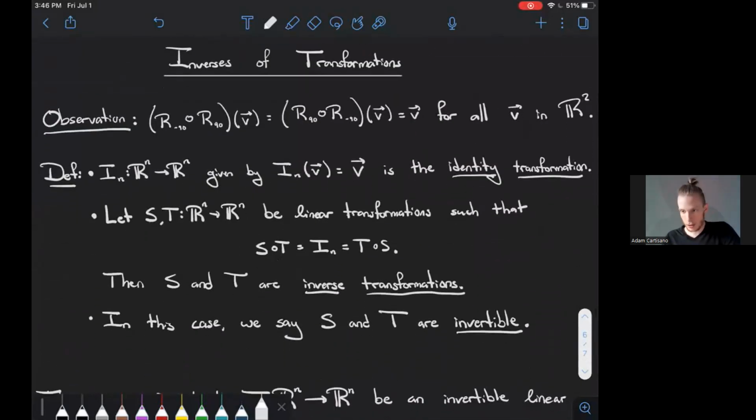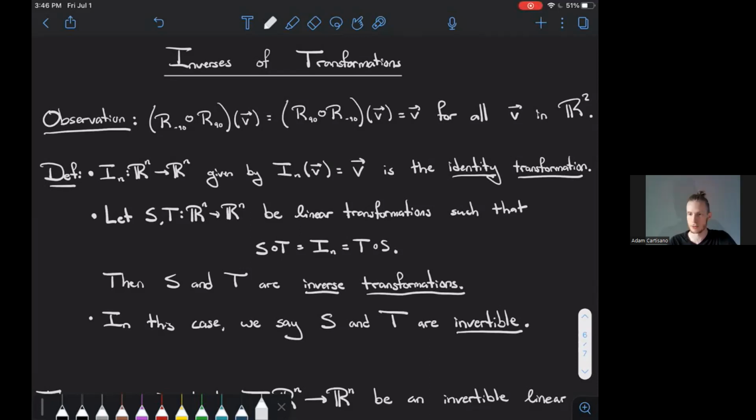So the last thing that we need to talk about: just like we talked about inverse matrices for matrix multiplication, now we're going to talk about inverse transformations. The gateway to this is to think about what a transformation is doing. It's transforming one vector into another one. We saw that with counterclockwise rotation by 90 degrees, that R90 matrix.